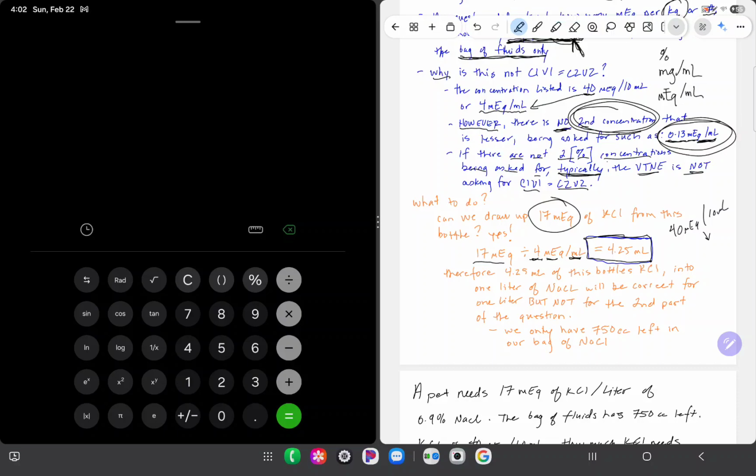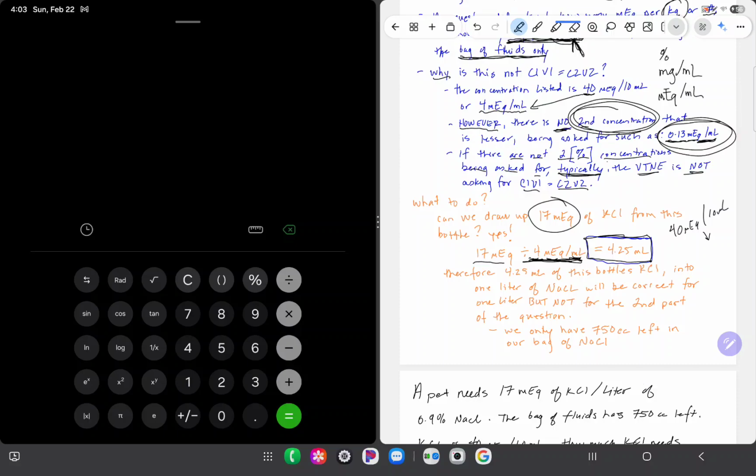That is very different than the C1V1 = C2V2 dextrose question, where it said, I want 7% dextrose in my fluids. But I don't know how to draw up percent. It's a concentration. That's why we're doing that kind of math on that one. This one is saying 17 milliequivalents in 1,000 mils. Got it. I can draw that up because 17 milliequivalents in a 4 milliequivalent per mil bottle is mathable. I can math that out.